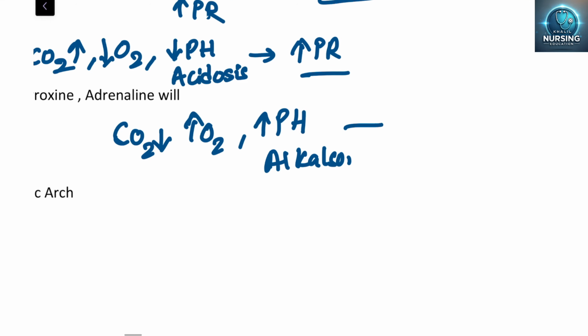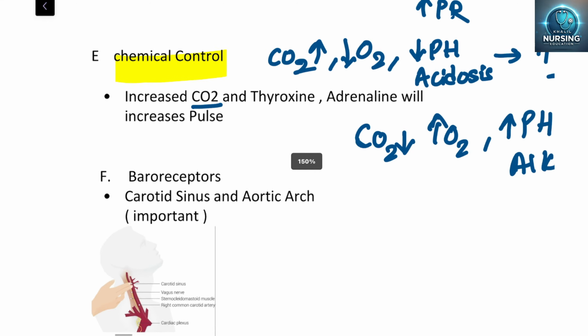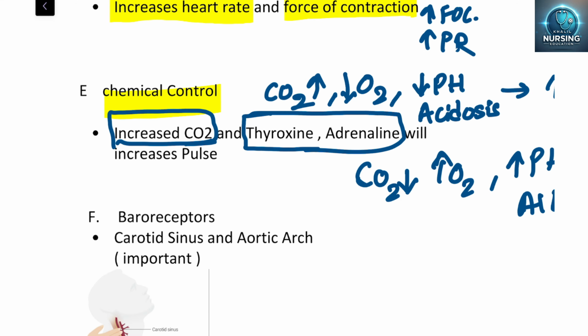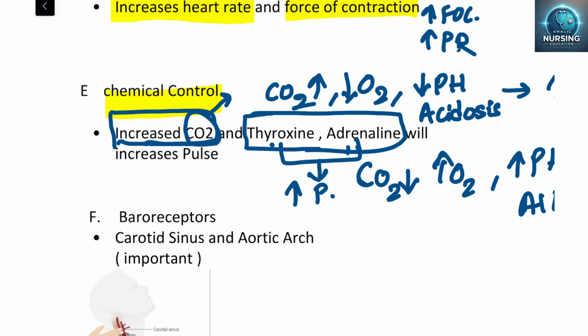When there is alkalosis, that time there is a decrease in pulse rate. Okay, I hope you understood this one. So this is about the gaseous chemical changes control. Coming to the hormonal, thyroxine and adrenaline or epinephrine you can say. Thyroxine and adrenaline, these two will increase the pulse rate. Increased CO2 will increase the pulse rate. I hope you understood this one.